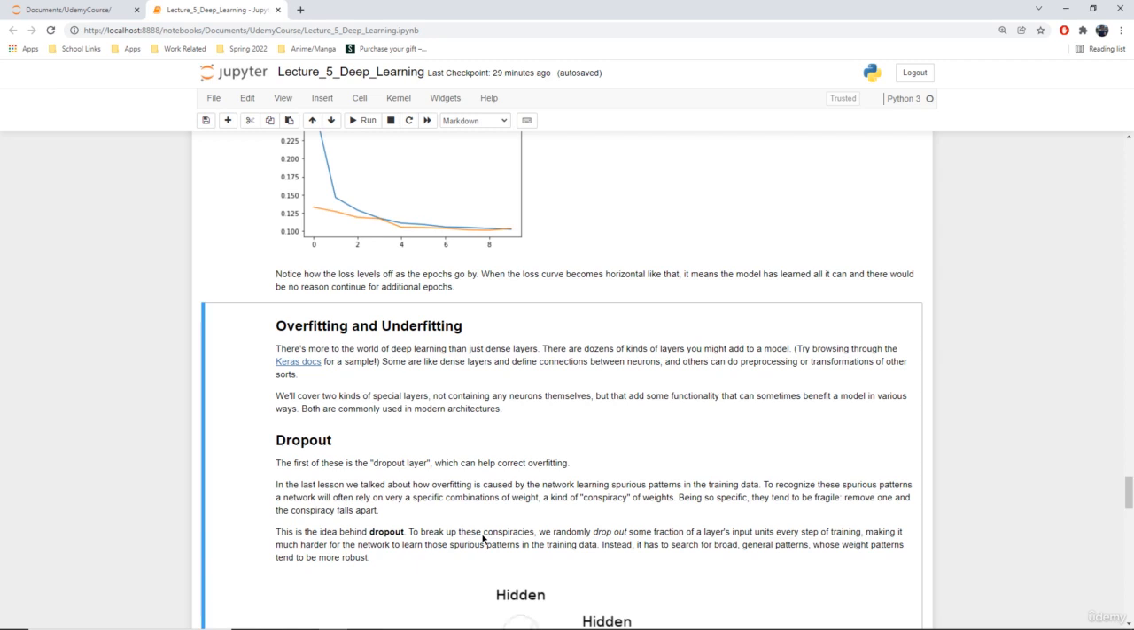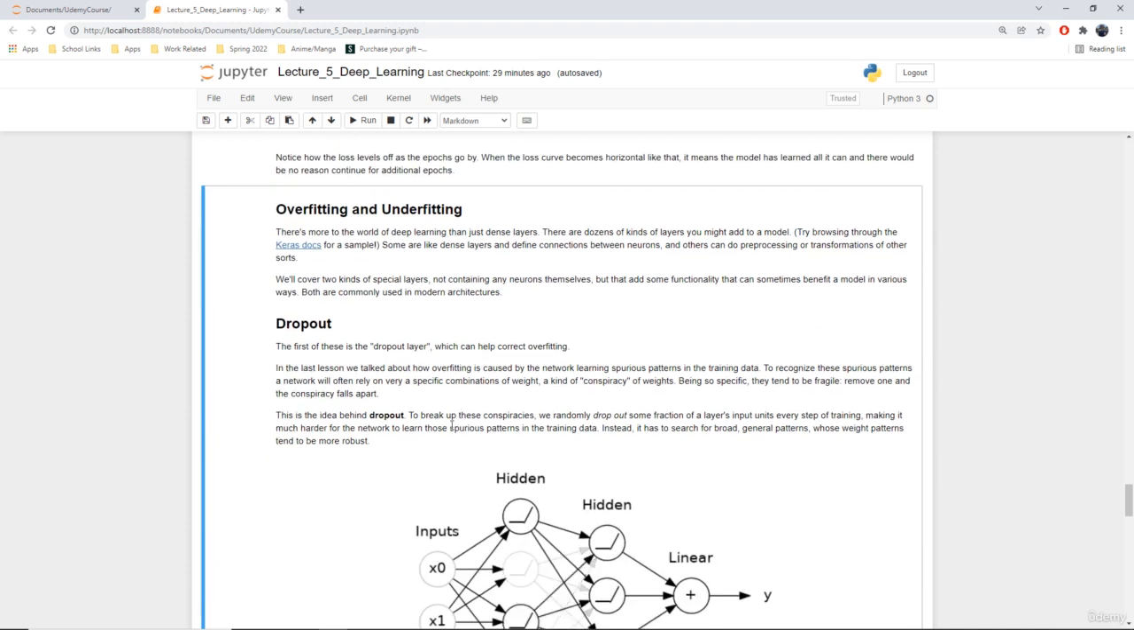We don't just add a bunch of dense layers to a neural network. There's actually much more than just dense layers. We can add specialized layers that do very interesting things and transform our data. Some can do pre-processing and transformations of other sorts. Today, we're only going to go over two kinds of these special layers, but you might look through the Keras docs for some other interesting ones. These two are, in my opinion, some of the more useful ones for uncovering complex data sets and giving you an introduction to these specialized layers.